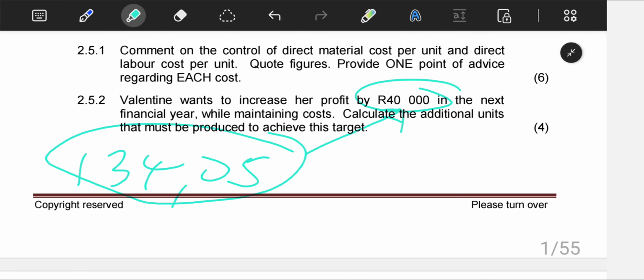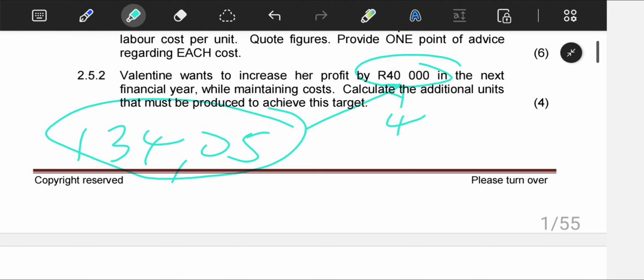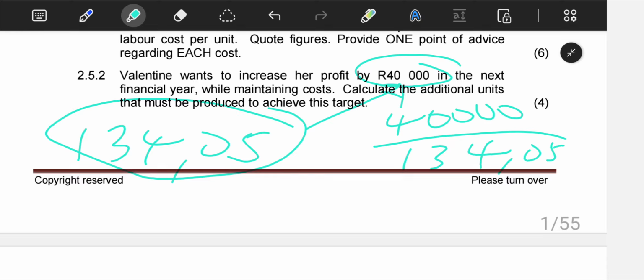So, you are going to say 40,000 divided by 134.05. And how much do you get? 40,000, not 4,000. Right? 40,000 divided by 134.05. Then you get 298.39.